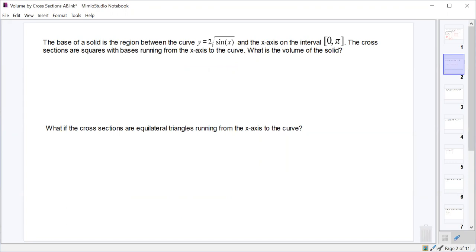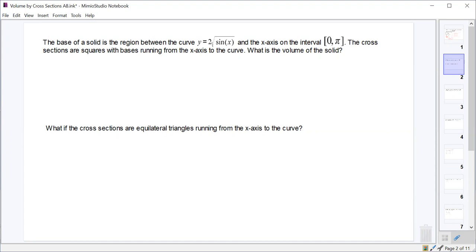Okay. All right. We're going to start with the base of a solid that is the region between 2 root sine x and the x-axis, between 0 and pi. And we are going to have cross sections that are squares. And those squares are going to go from the x-axis to the curve. We want to find the volume of this weird solid.